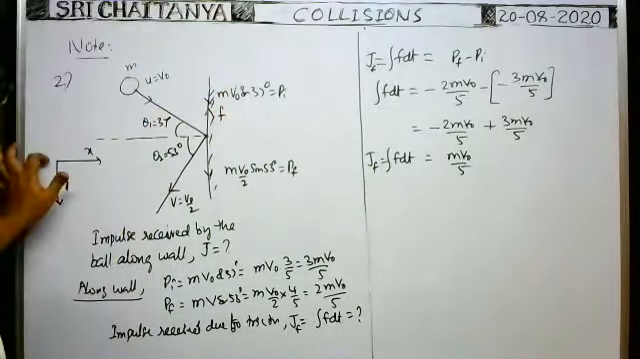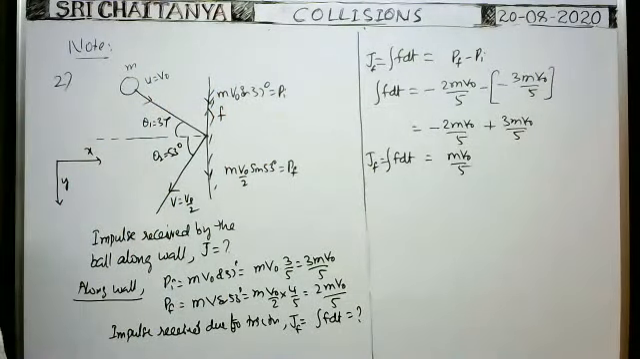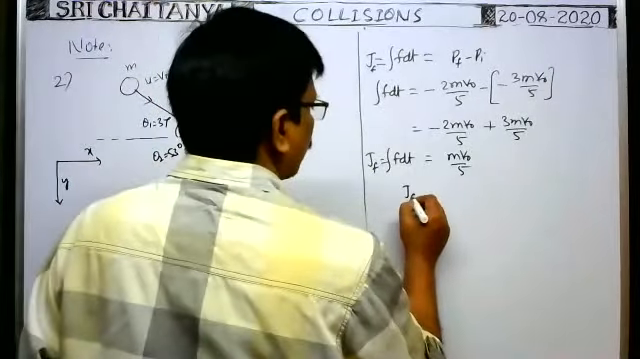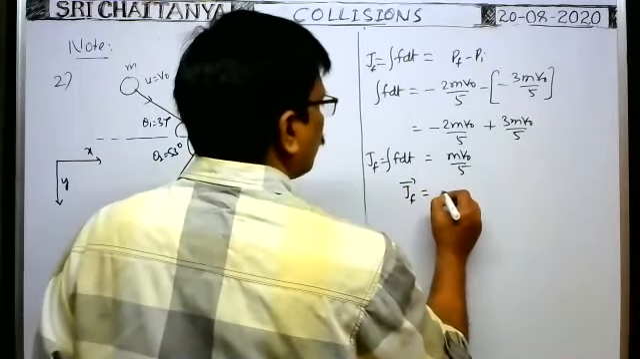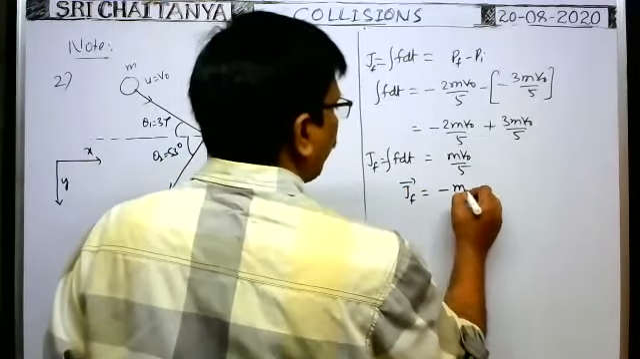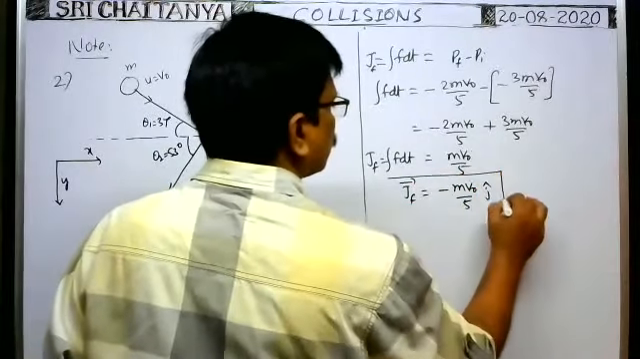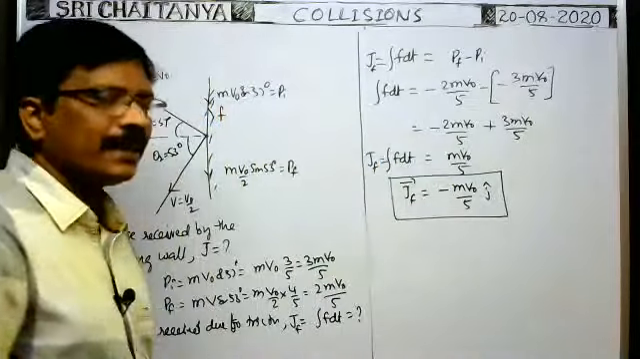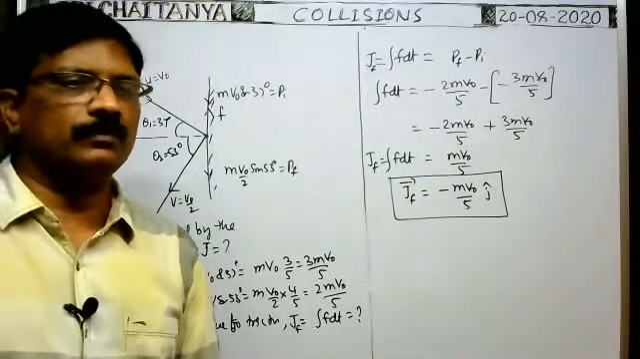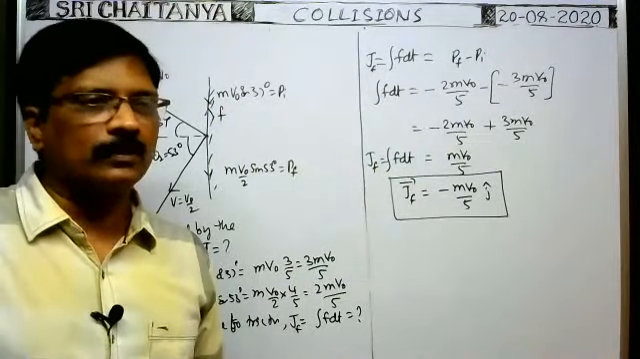Upward direction means along the negative y direction. Therefore, the impulse received by the friction in vector form is equal to minus m v naught by 5 j cap. This is the impulse received by the friction by the ball along the wall.